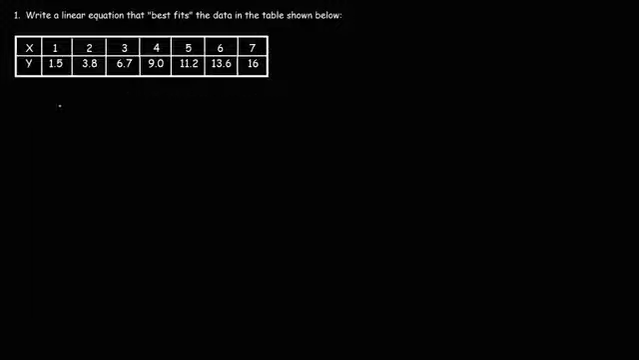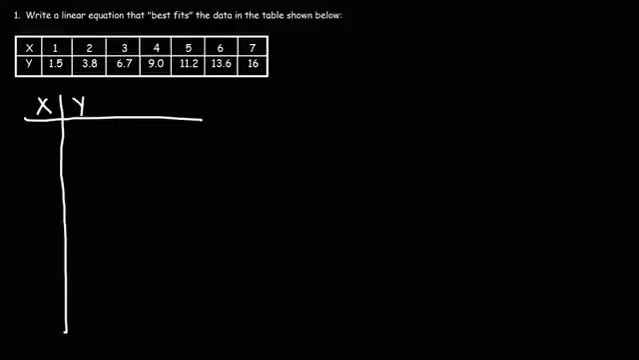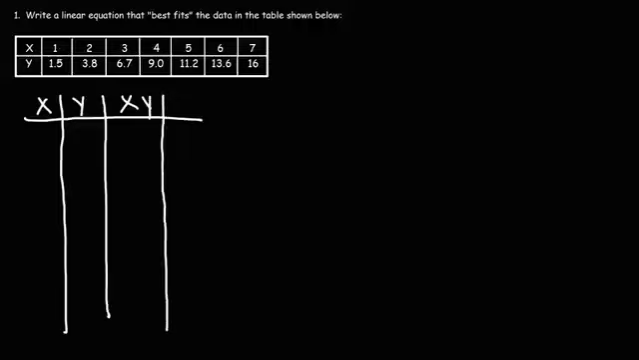The first thing we're going to do is create a table. This table is going to have 4 columns. The first column is going to be x, the second column is going to be y, the third column will be the product of x and y, and then the last column will be x squared.